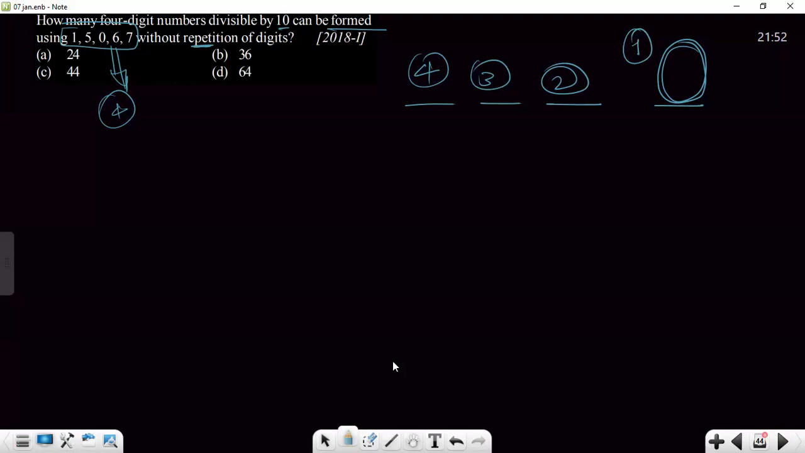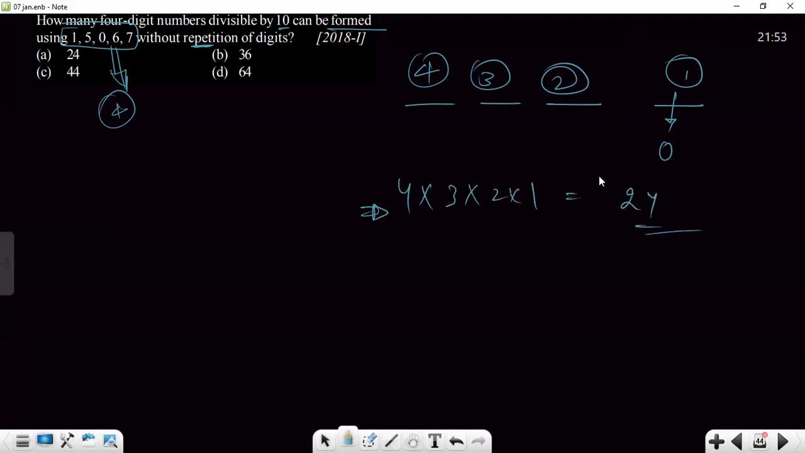And here 0 is there, so only one choice. Now 0 is the element, so I should write 0 down for better representation. So one choice only. 4 ways, 3 ways, 2 ways, 1 way. All events are dependent. 4 into 3 into 2 into 1, that is 24. A should be our answer.